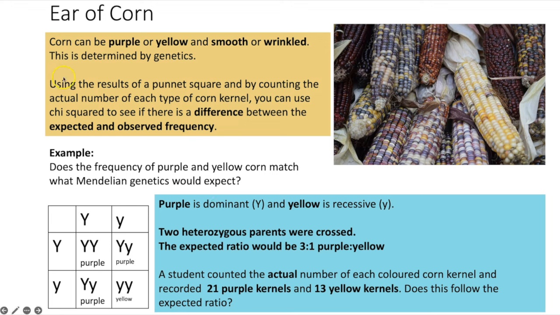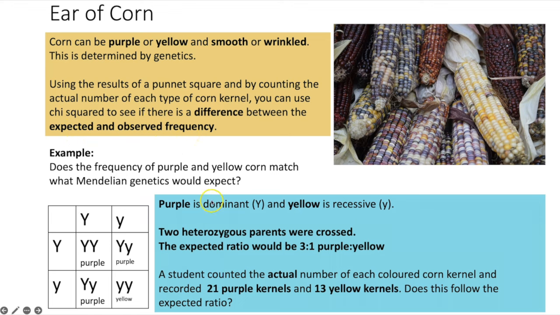And here's an example of this. Corn can be purple or yellow, or smooth and wrinkled, in terms of colour and texture. Using the results of the Punnett square and then counting the number of actual corn kernels of particular colours and textures, you can look at whether the frequency you expected is significantly different to the frequency you observed.